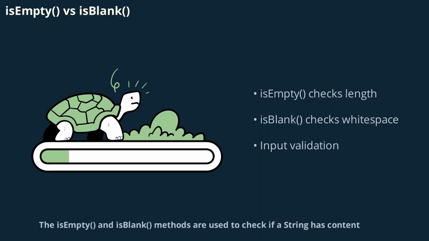The isEmpty and isBlank methods are used to check if a string has content. isEmpty returns true if the string has zero length, while isBlank returns true if the string is empty or contains only whitespace. This subtle difference is important when validating user input or processing text data. Knowing when to use each method can help you avoid common bugs.